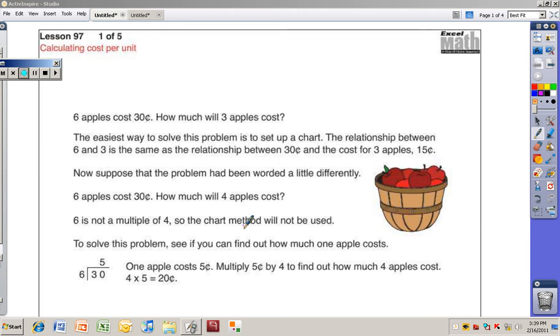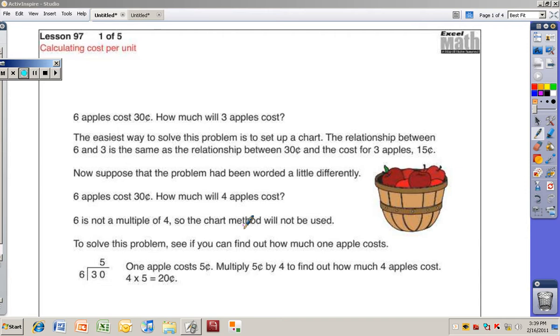All right, this is 5th grade Excel, lesson 97, calculating cost per unit. That means cost for each item that you buy of something. Sometimes things are sold in groups, and that doesn't tell you how much it costs for one of the items. And so we're going to be looking at that kind of a problem today.